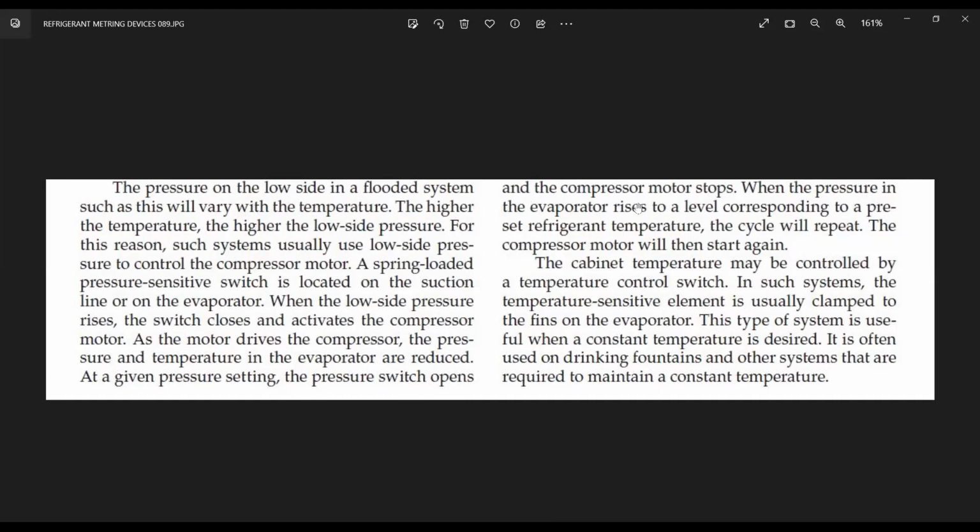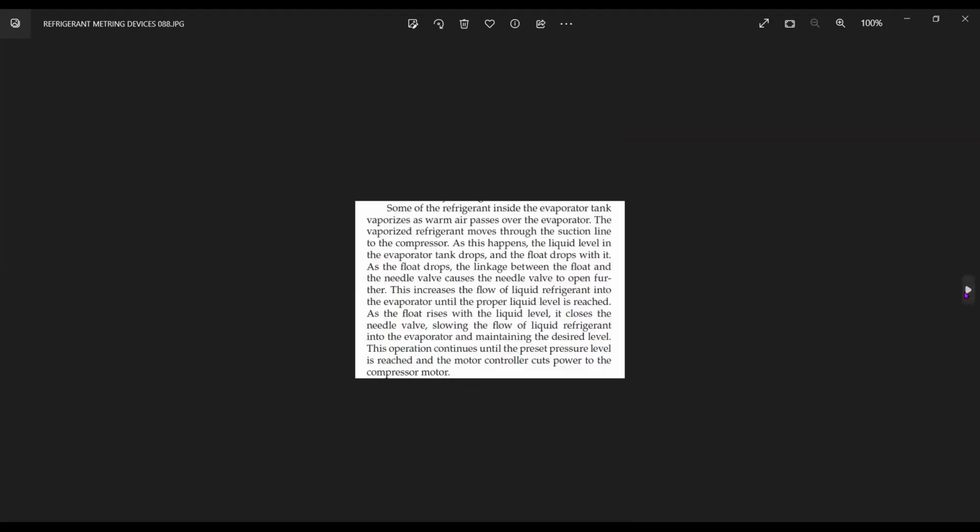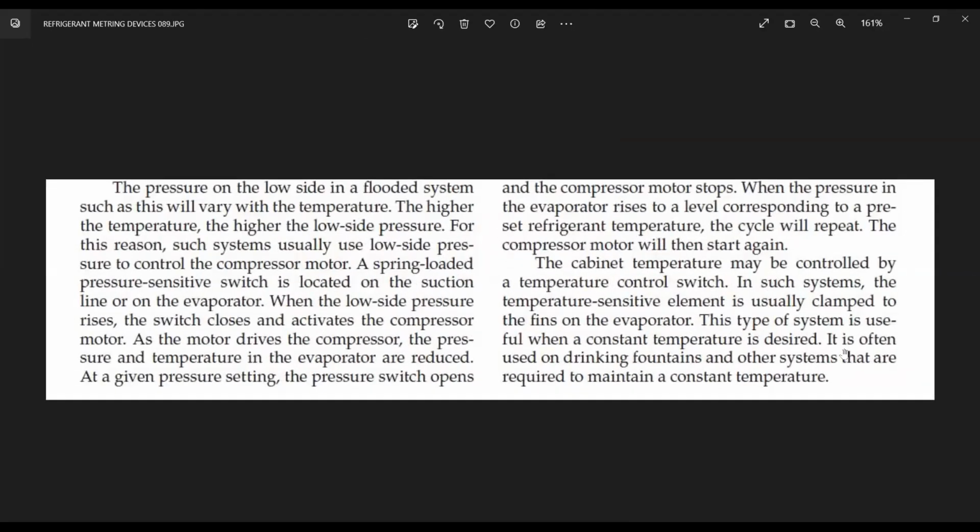When the pressure in the evaporator rises to a level corresponding to the preset refrigerant temperature, the cycle will repeat. Means again it will open, again the fluid will open, and it will start up. The compressor motor will then start again, and the cabinet temperature will be controlled by the temperature control switch. In such systems, the temperature sensitive element is usually clamped to the fins of the evaporator. Like you see this evaporator के ऊपर यहाँ पे fins लगा है. Okay. It's often used on drinking fountain and other systems that are required to maintain constant temperature.